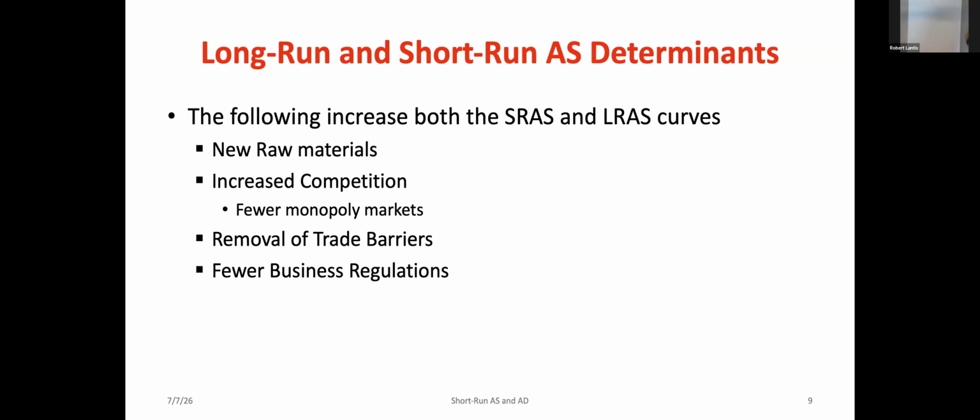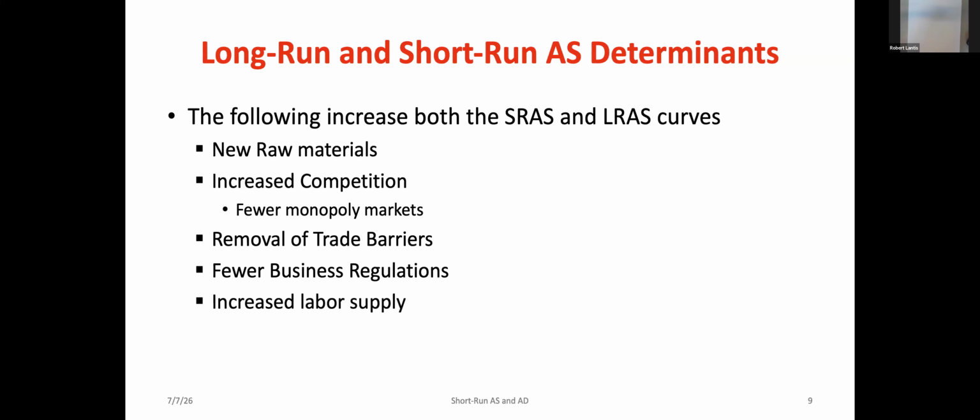We didn't really touch on these. This would technically be in that other category. Because if you think about it, if we remove trade barriers, there's more competition between us and other countries. It's once again increased competition that would increase both our aggregate supply and aggregate demand curves. Fewer business regulations, same idea, increases competition.